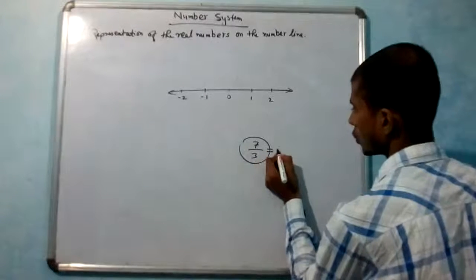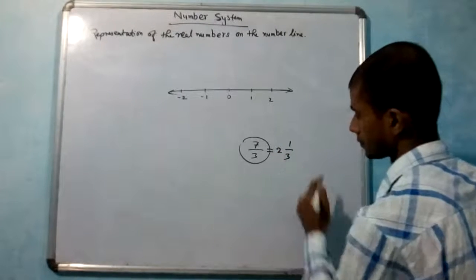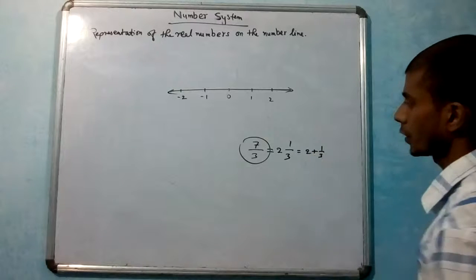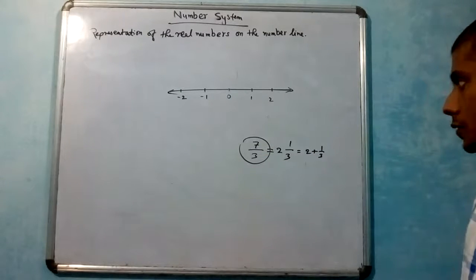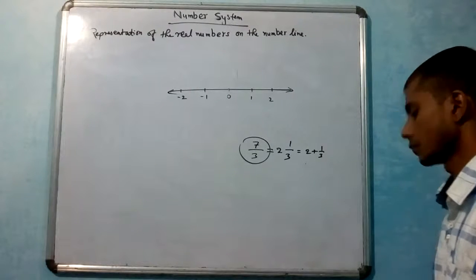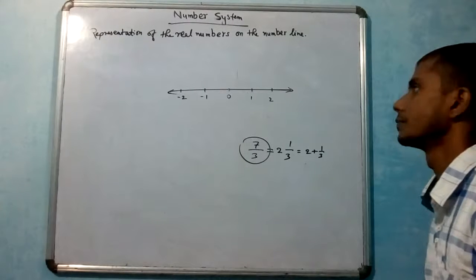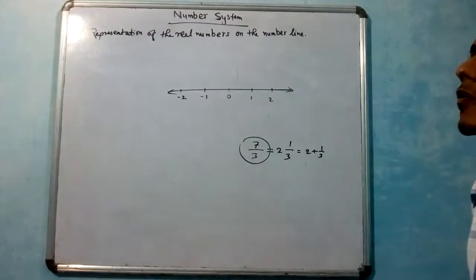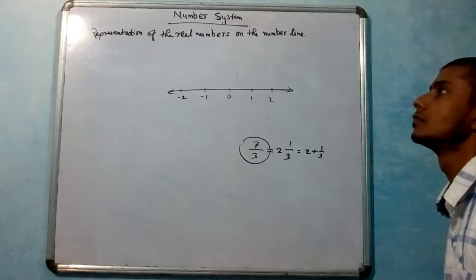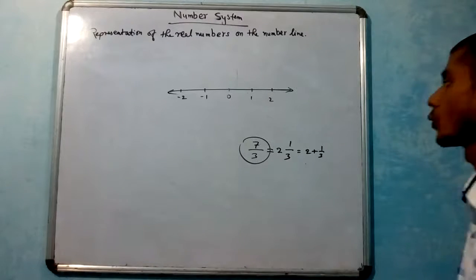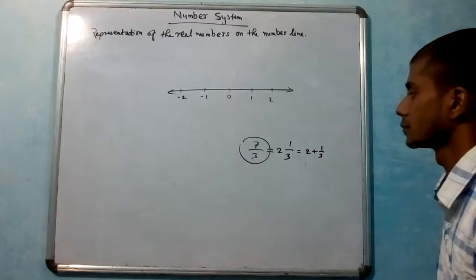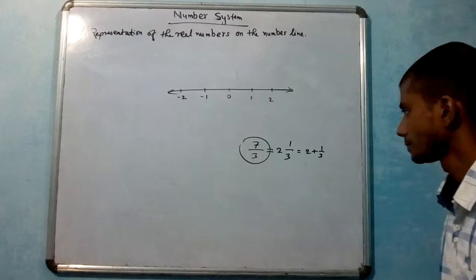Two whole number 1 by 3. 2 whole number 1 by 3 means 2 plus 1 by 3. Now where this 7 by 3 will lie? Between which two numbers? Between which two numbers it will lie? Why? Why between 1 and 2?